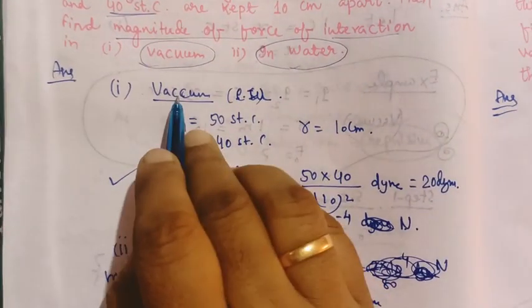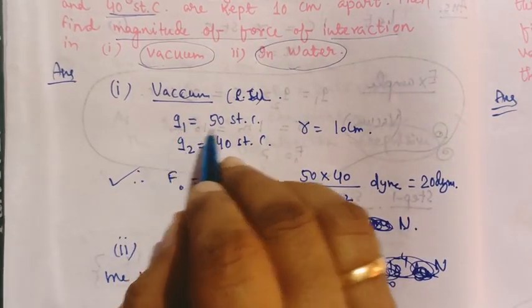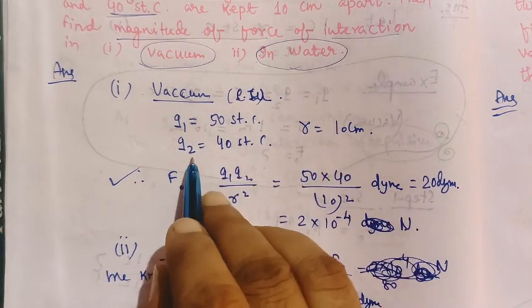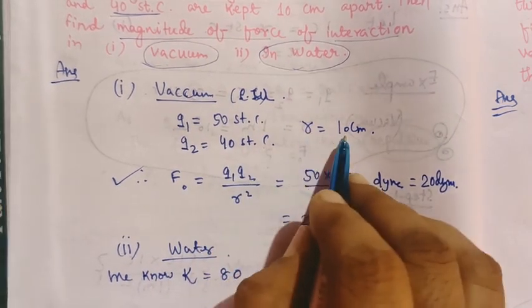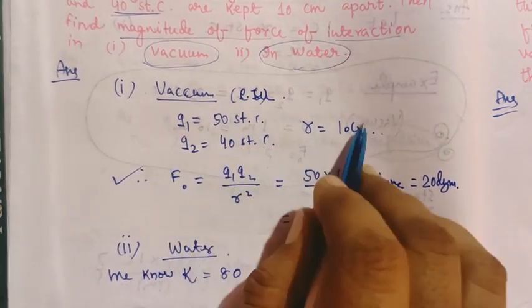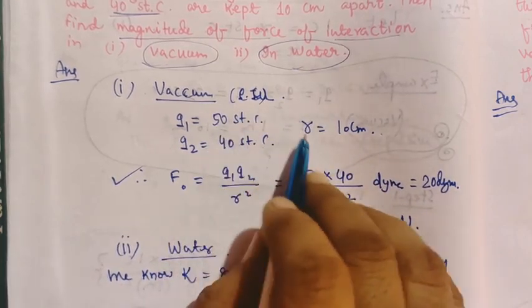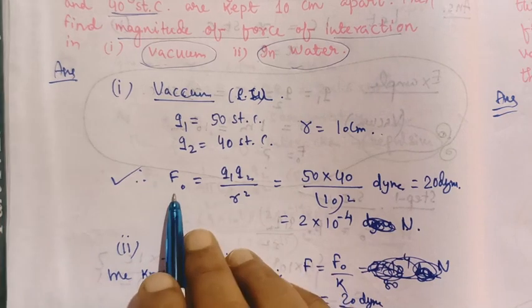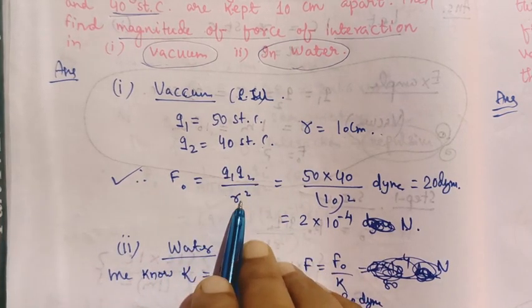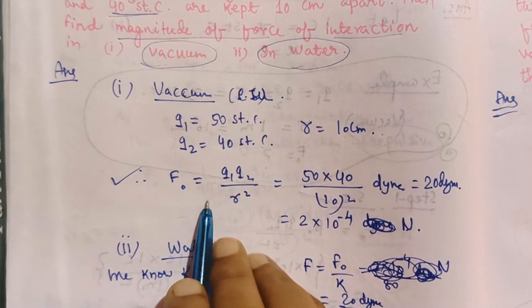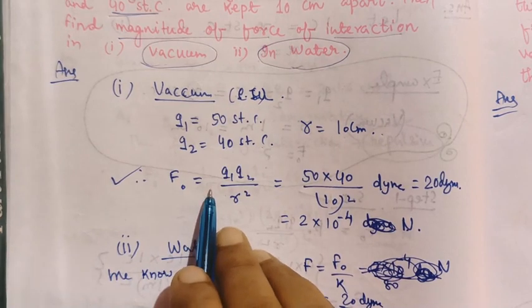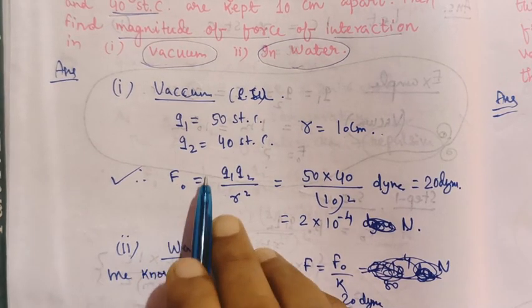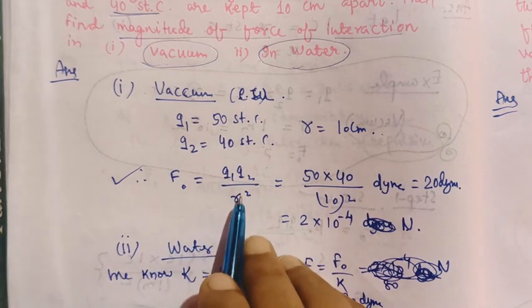First part, vacuum. First write the data. Q1 is 50 stat coulomb, Q2 is 40 stat coulomb, R is given 10 centimeter. You see all the units are electrostatic unit or CGS unit. So we will use the formula in CGS unit. F naught is equal to Q1 into Q2 by R square. But most times students write F naught is equal to 1 by 4 pi epsilon 0 Q1 into Q2 by R square.